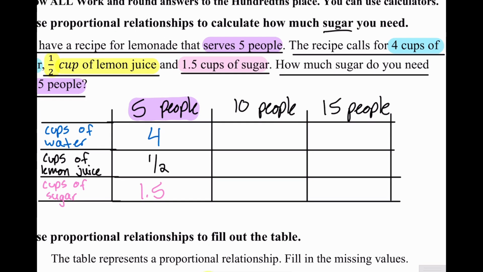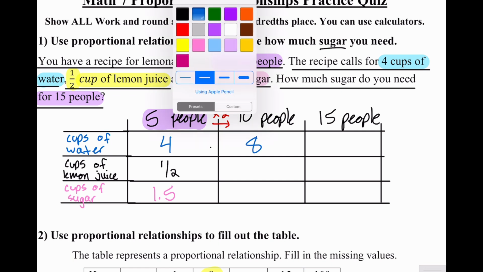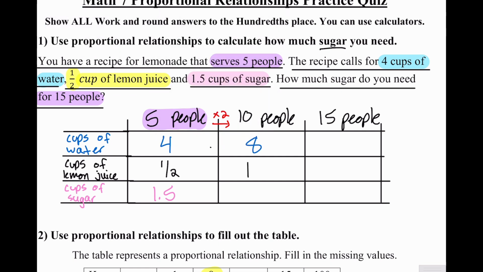To show a pattern, because we know that this is a proportional relationship, if we have 5 people, how much will we need for 10 people? Well, we're just doubling it, right? From 5 to 10 is just times 2. So if we need 4 cups of water for 5, we need 8 for 10. And if we need a half cup for 5, we need 1 cup of lemon juice. And we're going to need 3 cups of sugar, and that's for 10 people.